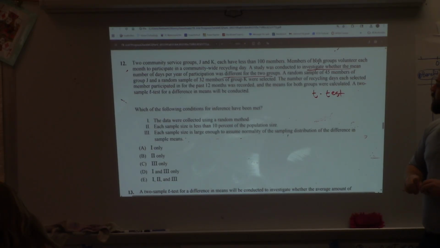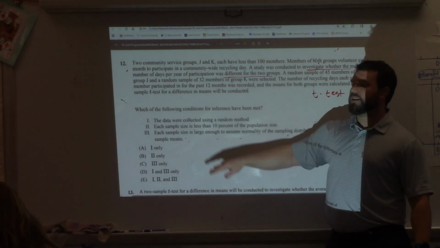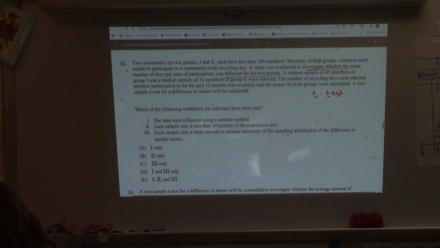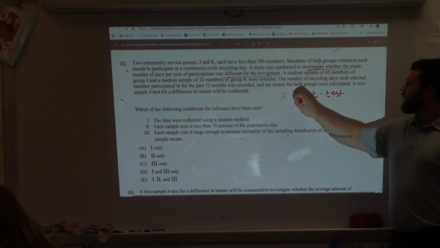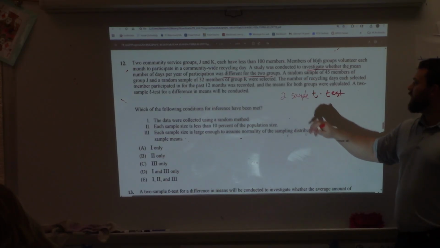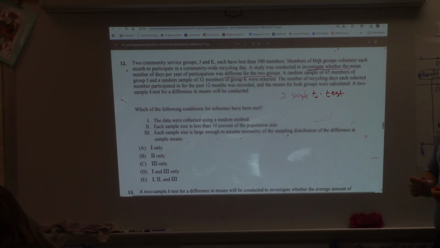Now, here's the thing. Right away, as soon as I read this, I know it can't be matched pairs. Because what did we have to do in our matched pairs? And we're going to come back to this later. Didn't we have to literally pair each individual up? If you have different sample sizes, can you pair individuals up? No. So it's not going to be matched pairs. It's a 2-sample t-test for a difference in population means. Again, we're going to wrap up this in a second. All right.